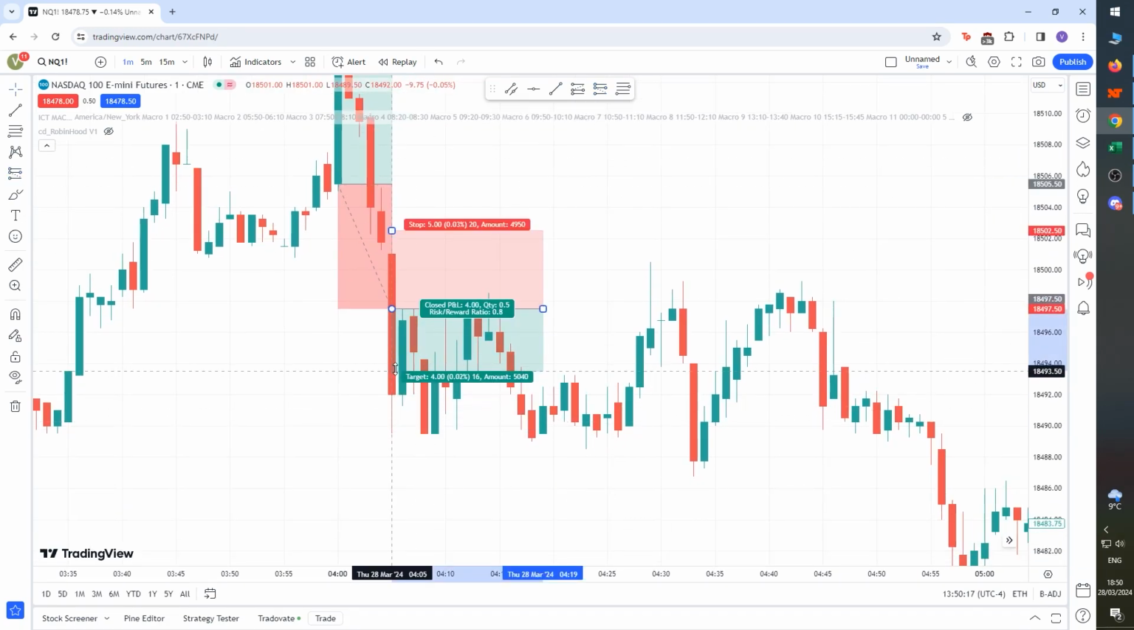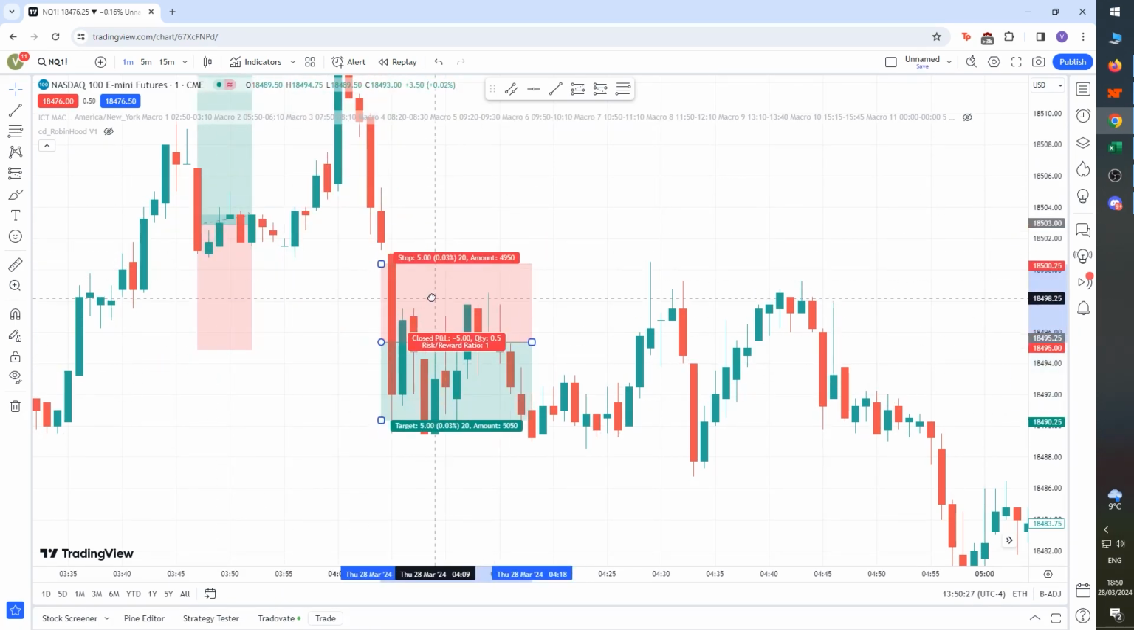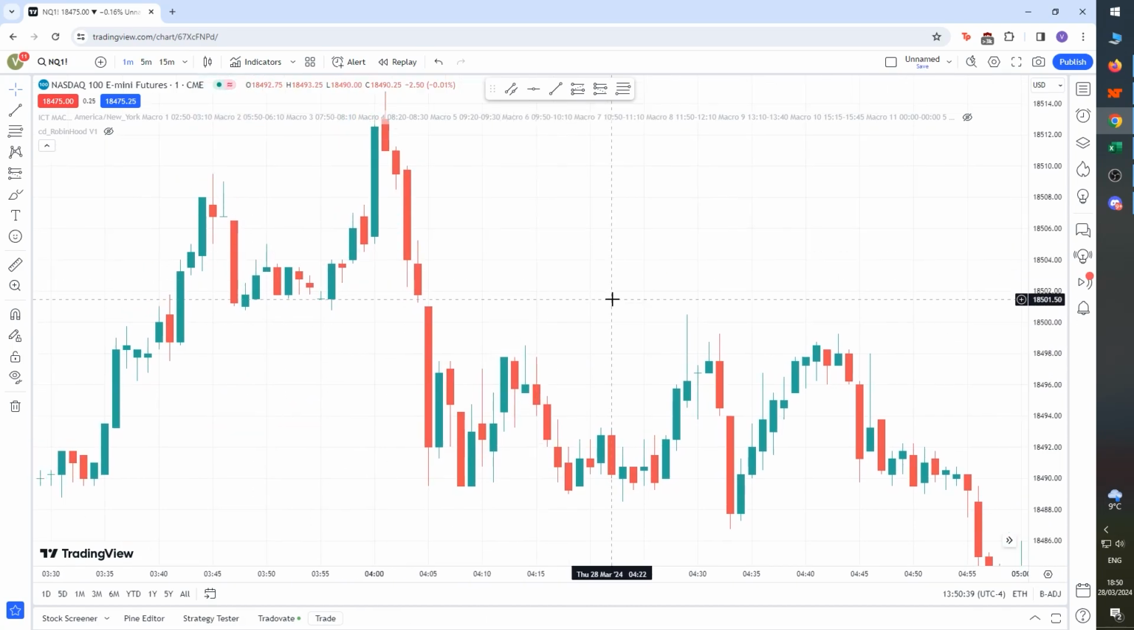Also, if you do backtest, make sure you're on 1 minute, because if you're on 5 minute, you don't know where it stops, and the candle can just move like this, and you don't know what happened in that 5 minutes. So if you do backtest, use the 1 minute time frame. Backtest these settings.